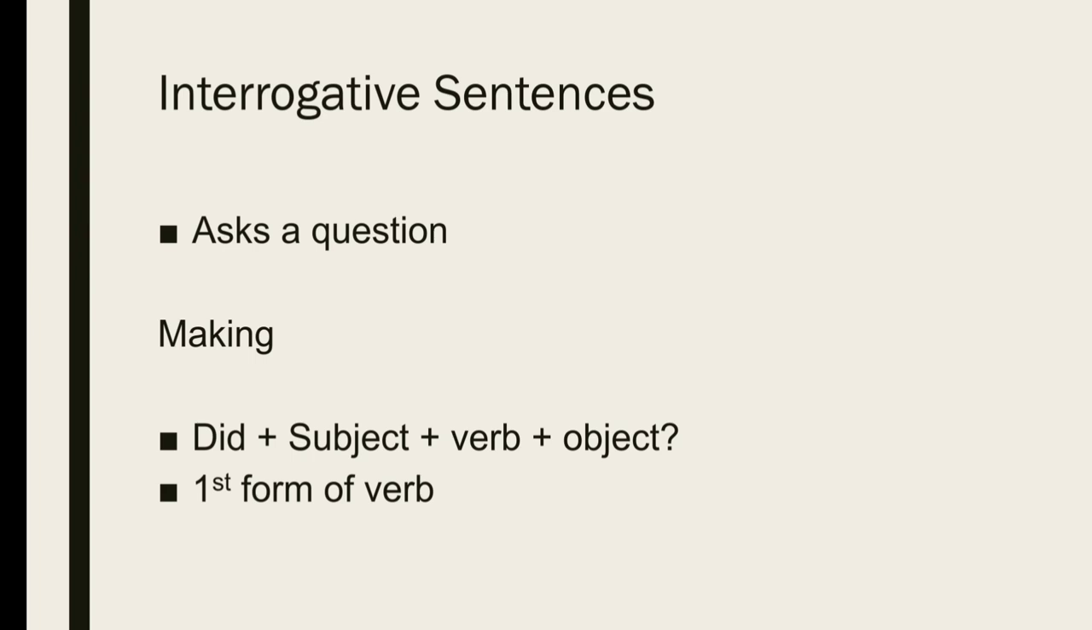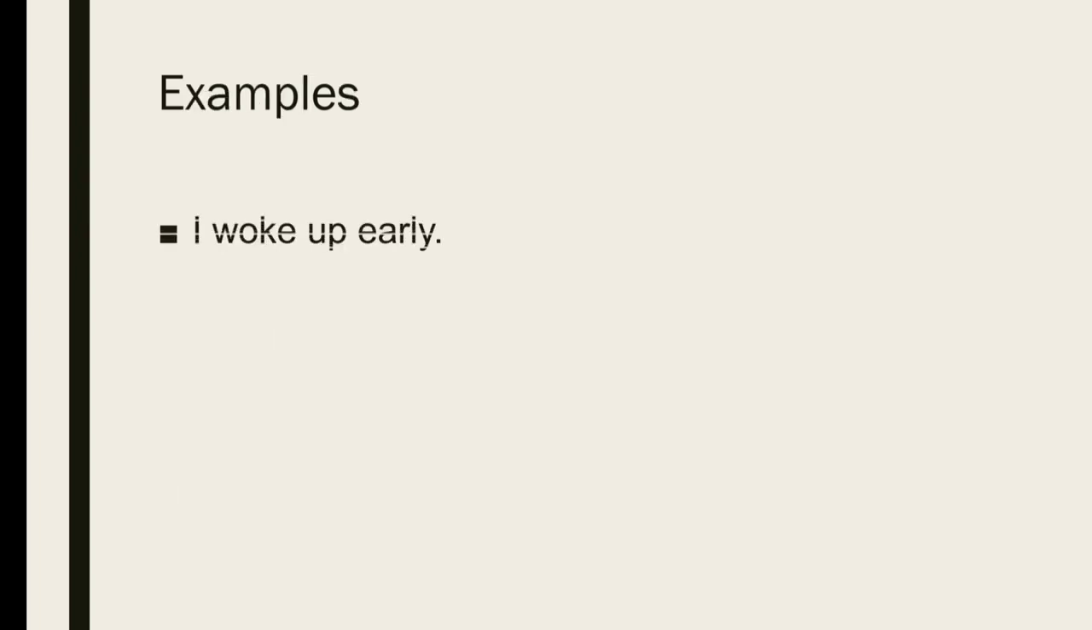Okay, now let's move to see the examples. I woke up early. Woke up, it means it is simple past tense. To make it interrogative, I will place did at the beginning of the sentence: I wake up early, and at the end a question mark. Remember, a question mark is very necessary after an interrogative sentence. Did I wake up early? I am writing here the first form of verb of woke because did is already used here and that is the second form of verb of do.